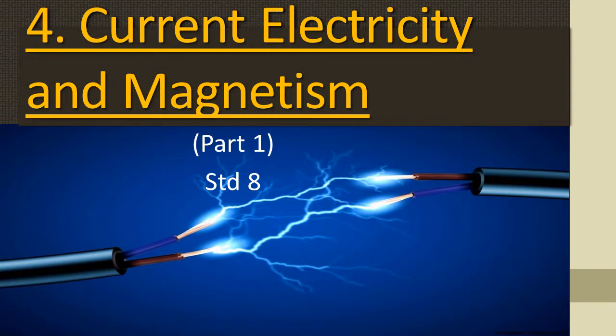Welcome dear student. Today we will start a new chapter in science, that is chapter 4, current electricity and magnetism. Now let's start with the chapter.